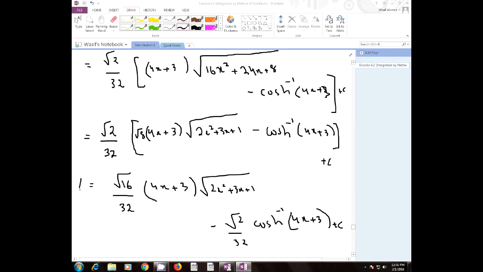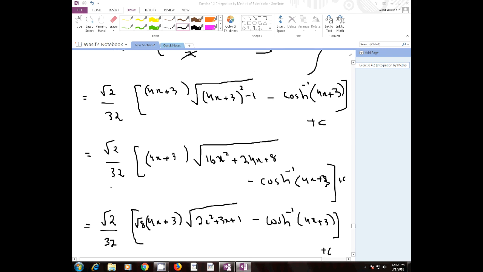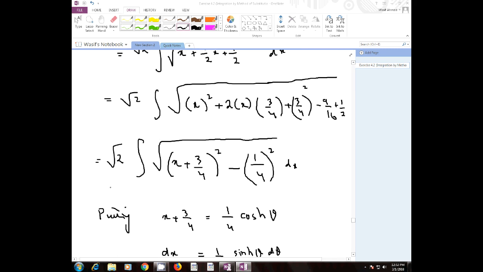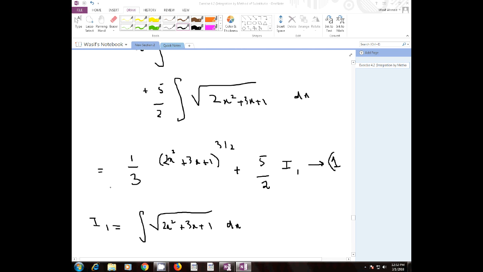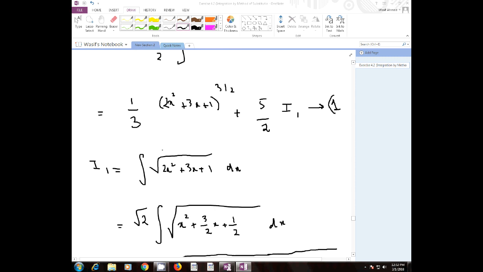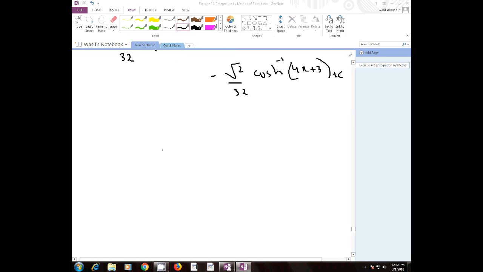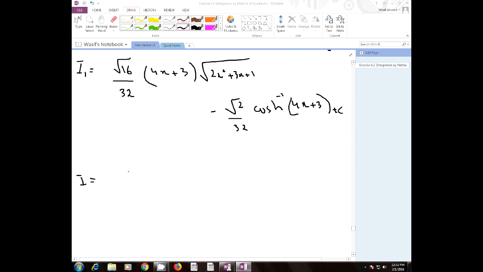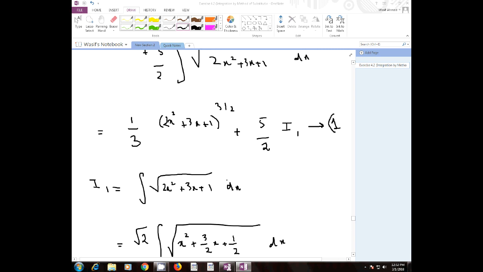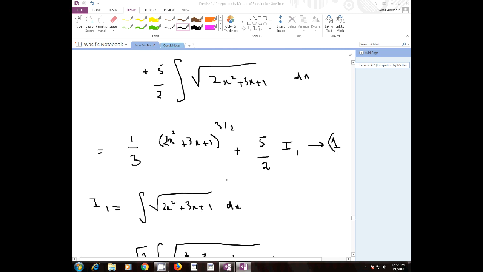Now we have to substitute this value back to the integral I, and the integral I is equal to 1 divided by 3, 2x square plus 3x plus 1, 3 by 2, plus 5 by 2 I1. So you have to put the value of I1 down in equation number 1. So you have I is equal to 2x square plus 3x plus 1 whole raised to the power 3 divided by 2 divided by 3, plus 5 by 2 I1.